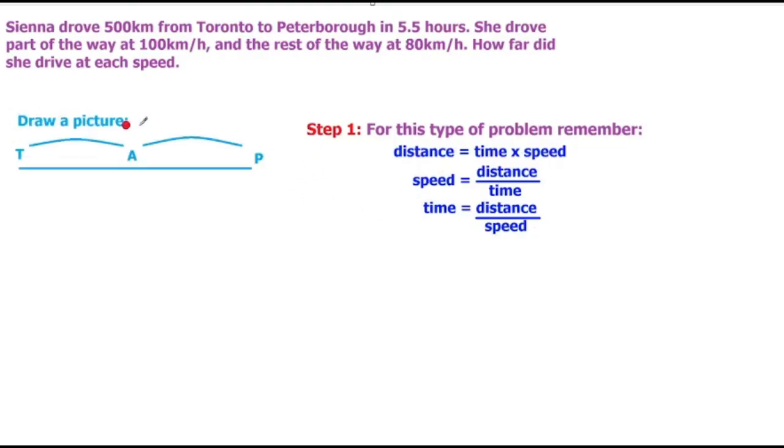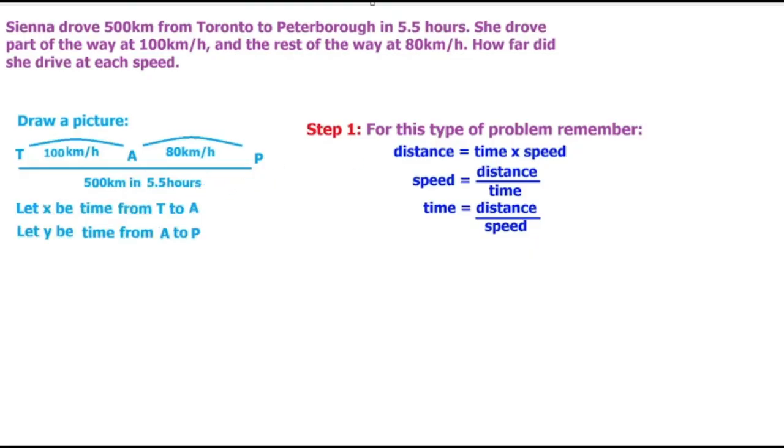Next thing you should do is draw a picture, okay? So our total distance is from Toronto to Peterborough, but part of that distance was driven at a different speed from the other distance, okay? So it's cut up into two parts, the traveling. So this part was driven at 100 kilometers per hour, and this one was driven at 80 kilometers per hour. And the total distance is 500 kilometers in 5.5 hours. Total time is 5.5 hours.